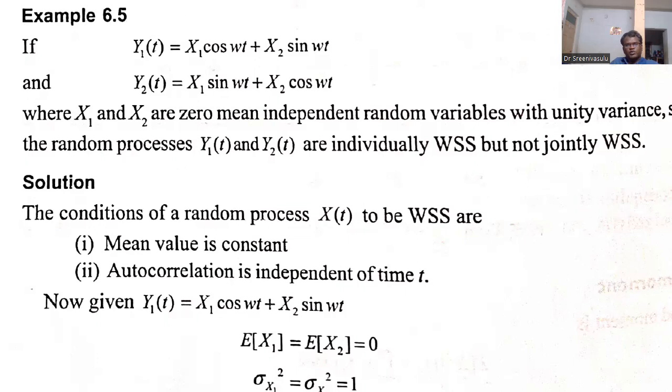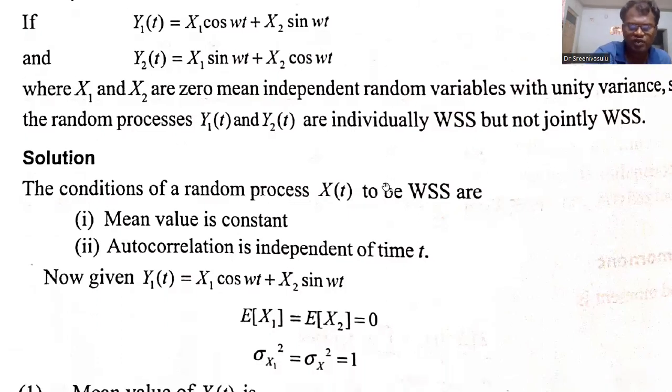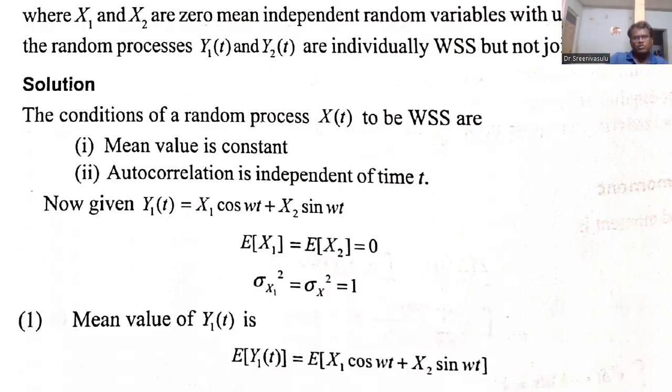You know what the mean value is: the expected value. He has given that the random variables X1 and X2 are zero mean, so he has given the clue: expected value of X1 is equal to expected value of X2 is equal to 0. Next, sigma X1 square is equal to sigma X2 square is equal to 1. What are sigma X1 square and sigma X2 square? It is the variance, and he has given it as 1. Now this is the given data.